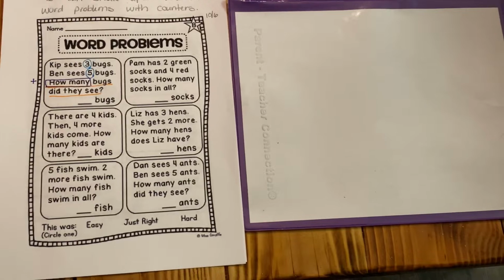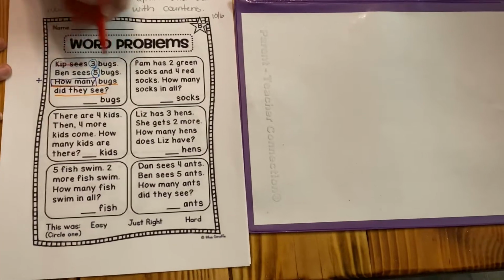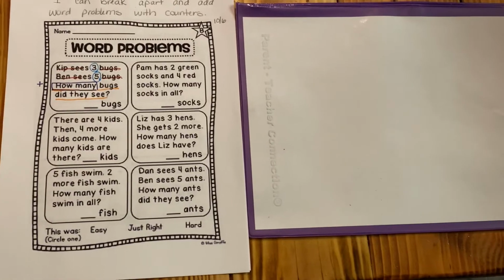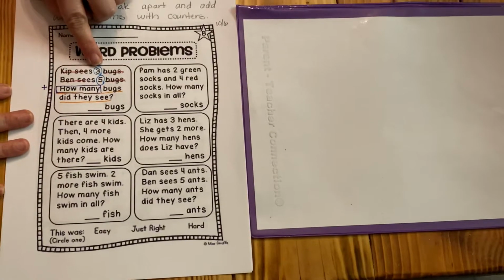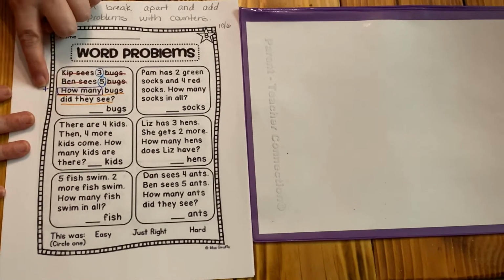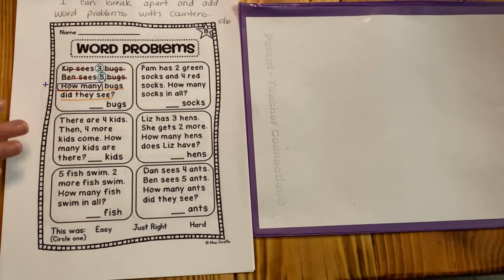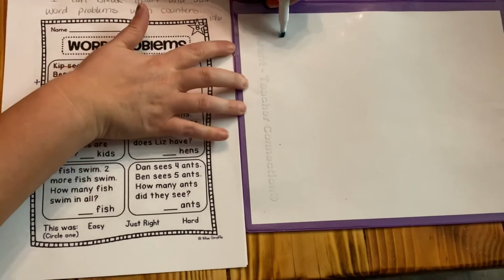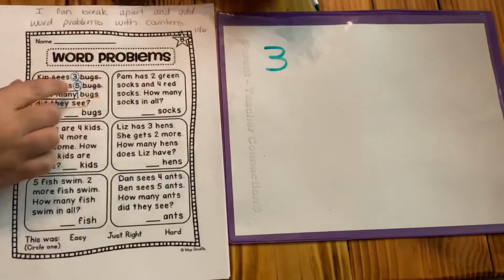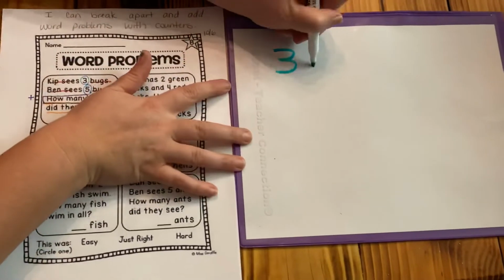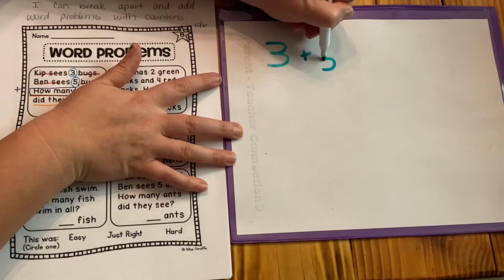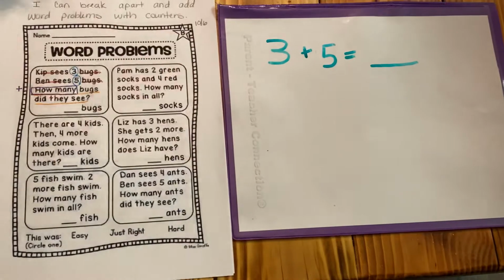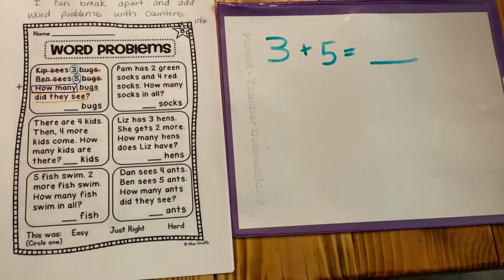So I get rid of my junk. So everything that I didn't identify is now junk. Okay? So I have 3, 5, and plus. So we're going to write our equation. Our first number is 3 plus 5 equals blank. All right, friends, I'm going to need my counters.